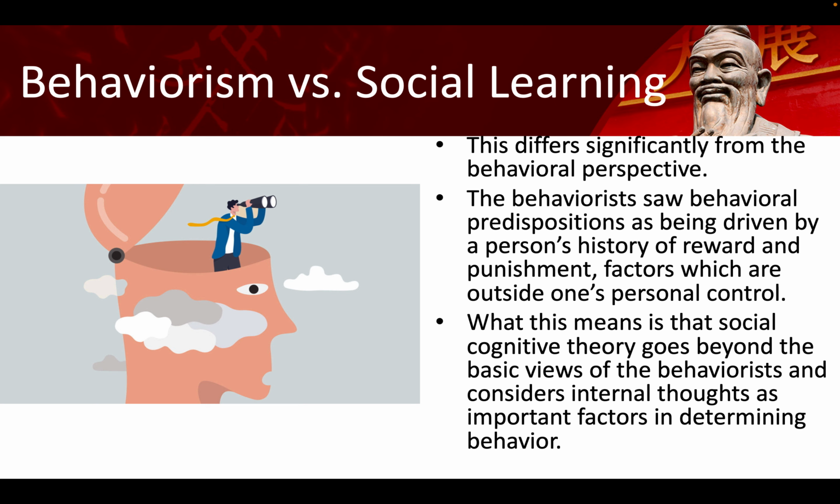This differs significantly from the behavioral perspective. The behaviorist saw behavioral predispositions as being driven by a person's history of reward and punishment, factors which are outside one's personal control. What this means is that social cognitive theory goes beyond the basic views of the behaviorists and considers internal thoughts as important factors in determining behavior.